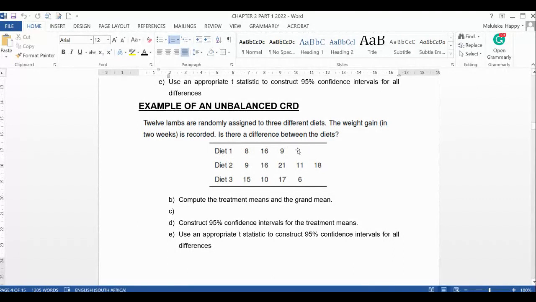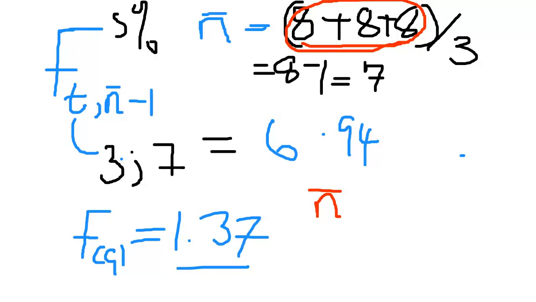How many replications from the first diet? 3. And the second diet is 5. And the last one, when you add everything, what are you getting? 12. 4. Someone is saying 12, someone is saying 4. Which is which? If the problem is not balanced, the only difference is when you find the F.